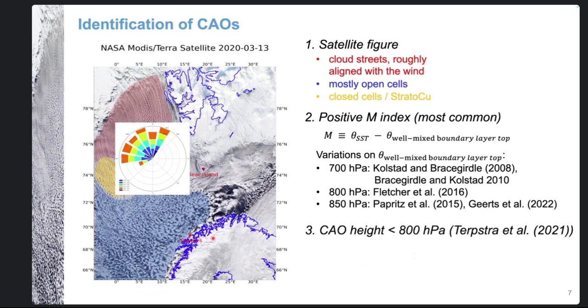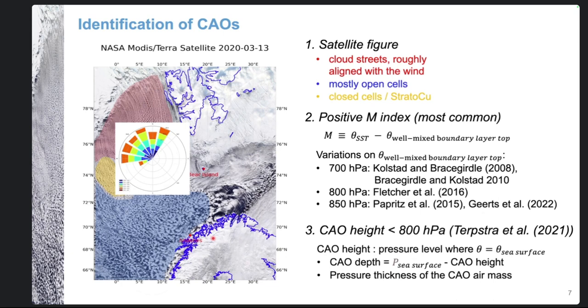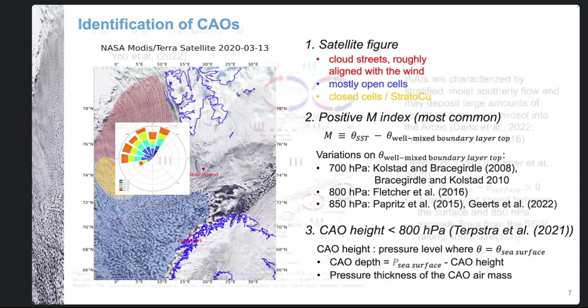There is another definition, which I have not applied in my research, using the cold-air outbreak height. When the CAO pressure level height is lower than 800 hectopascal, it is defined as a cold-air outbreak. So this study only uses the positive M index here.